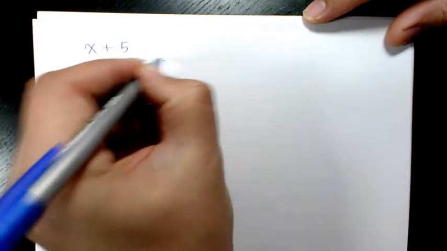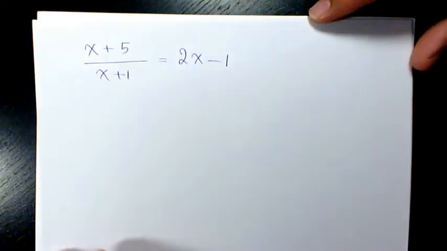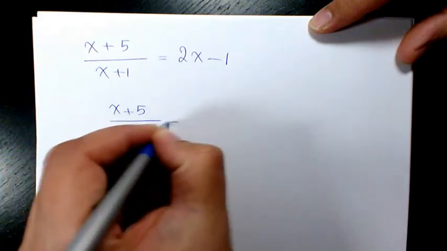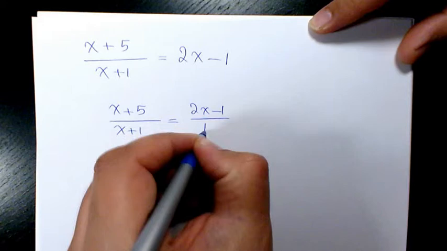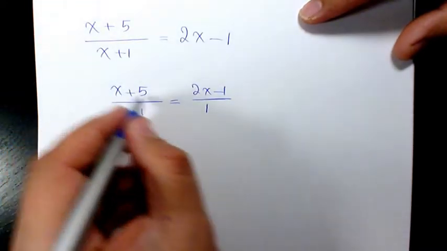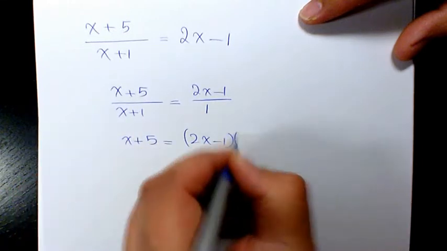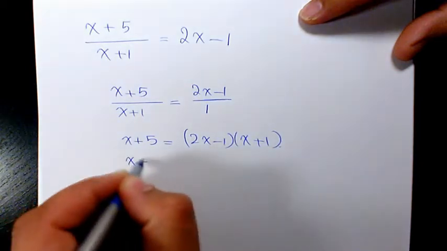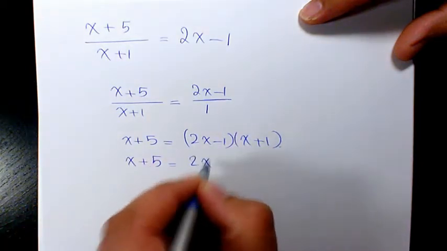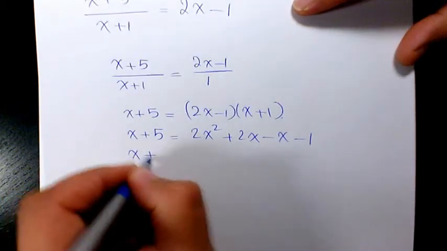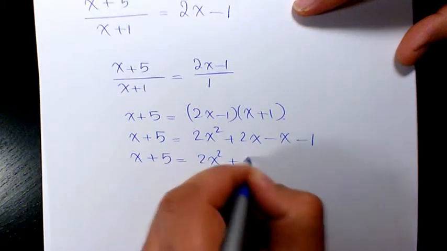Next one. x plus 5 over x plus 1 equals 2x minus 1. So in this case, I'm going to say x plus 5 over x plus 1 equals 2x minus 1 over 1. Then I cross multiply it. x plus 5 times 1 is going to be x plus 5. 2x minus 1 times x plus 1. That's going to be 2x times x, 2x squared, 2x minus 1. So that's going to be 2x squared plus x minus 1.